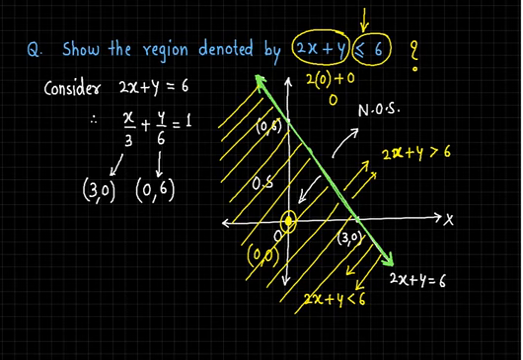Now here you may wonder, what if the line itself passes through the origin, but still the method remains the same? That is, it's not mandatory that you always take the origin. You can take any point on any region, and we just have to check whether it satisfies the given inequality or not. If it does, then it represents that inequality. If it is not satisfying that, then obviously the other region represents the required inequality.